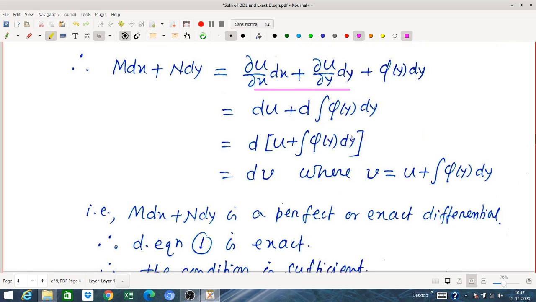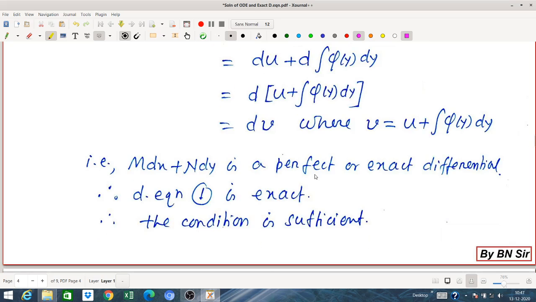Okay, so this is a single differential, meaning d of u plus the integral of phi y with respect to y. So it is d of b, let us write, where b equals that, meaning M dx plus N dy is a differential of a single function.